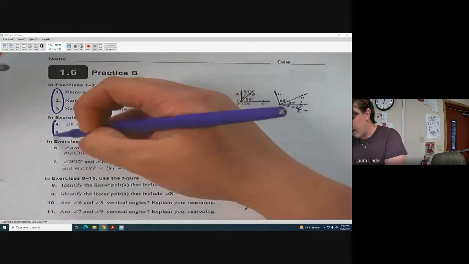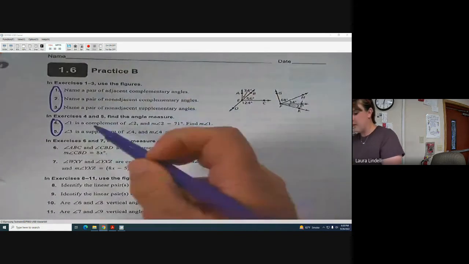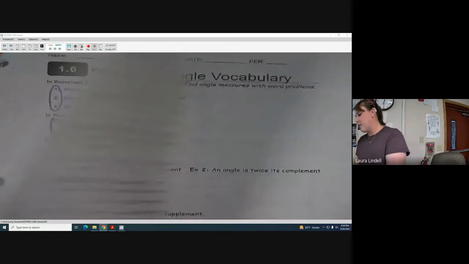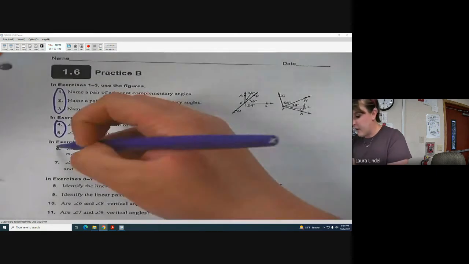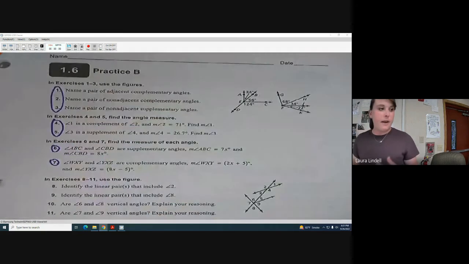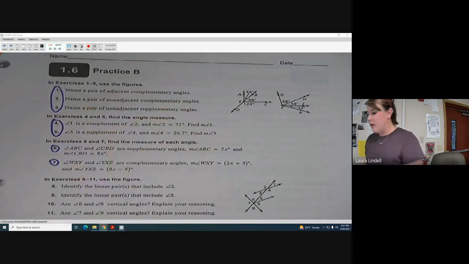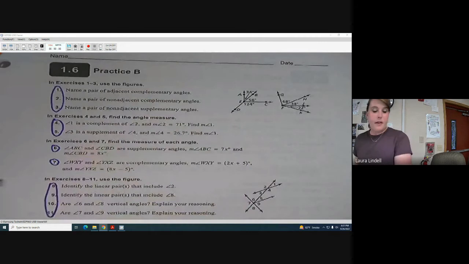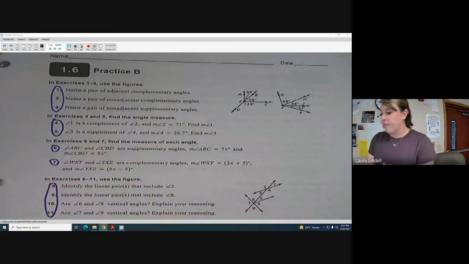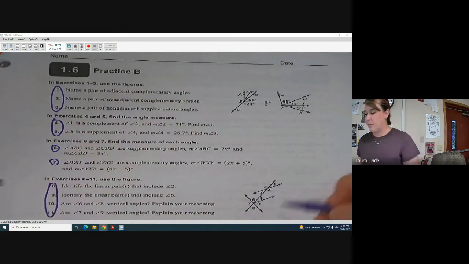For 4 and 5, it's the same kind of ones that we did on the other page that were also 4 and 5. 6 and 7, again, same kind as we did on the other page that were also 6 and 7. And then 8, 9, 10, and 11 are the same kind as we did on the other page that looked like 8, 9, and 10. But this time we're using this picture.